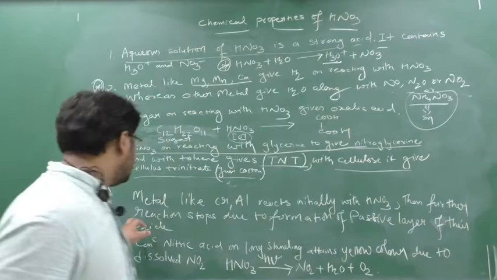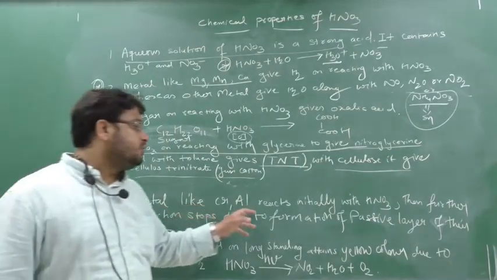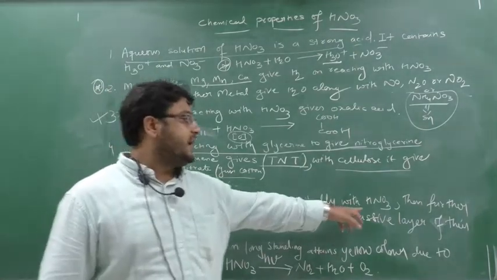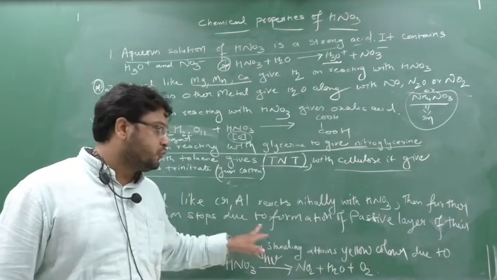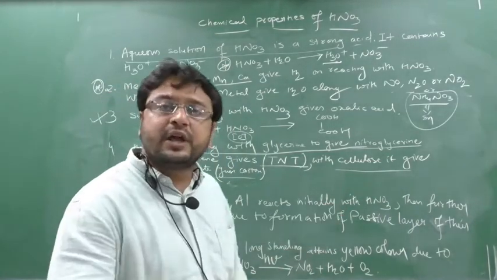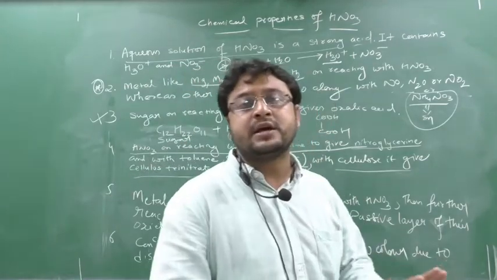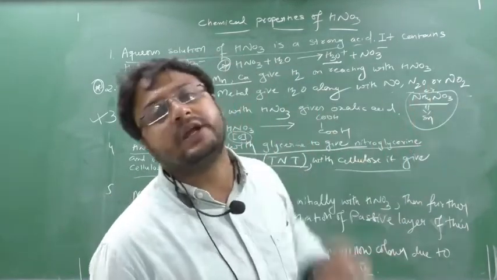That's why I have written here that metals like chromium and aluminum react initially with nitric acid, then the reaction stops. Why does the reaction stop? Due to the formation of a passive layer, their oxide layer. Passive layer means the layer which stops the reaction. Clear?